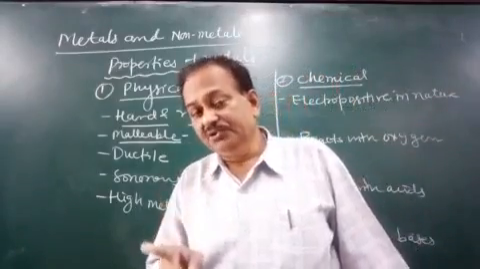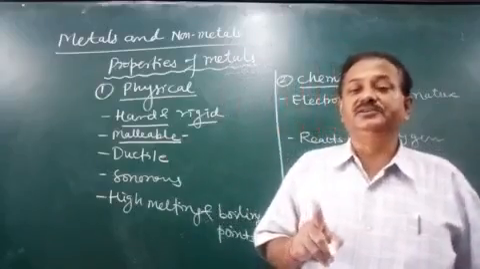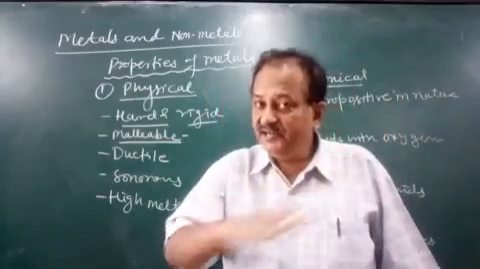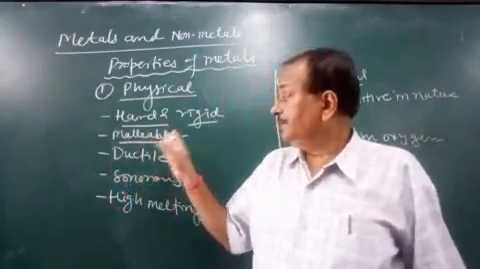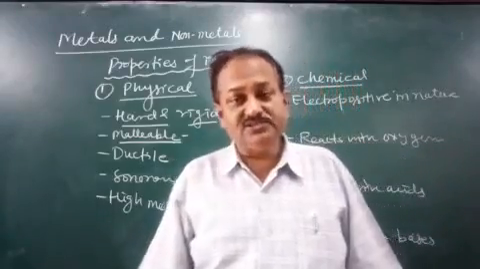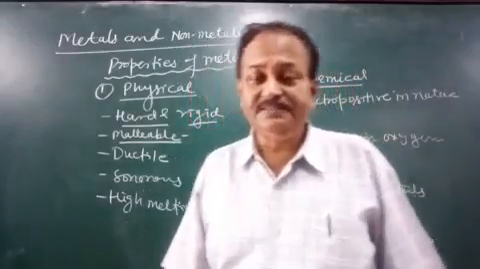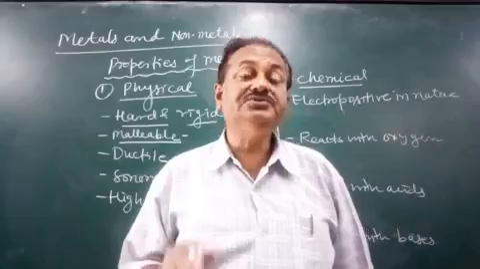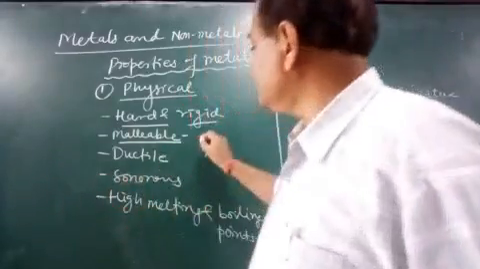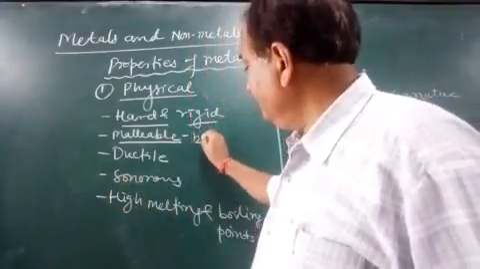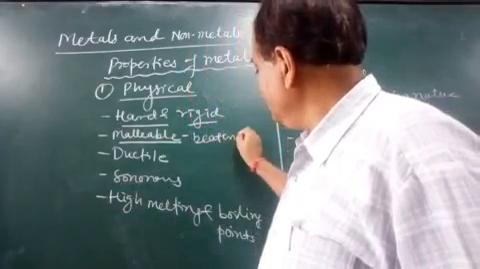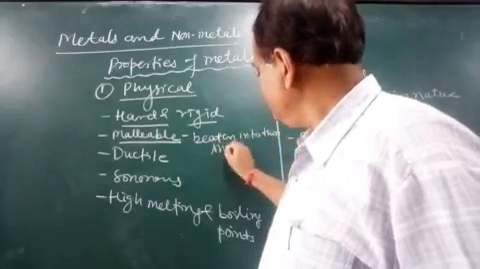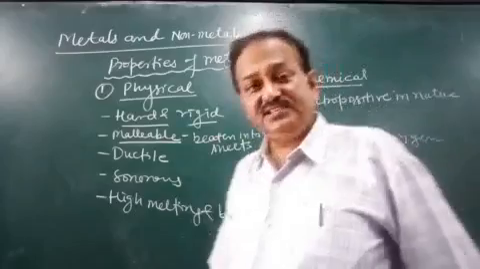Before making into utensils and ornaments, the metals are made flat. So malleability may be defined as the property of metals due to which metals can be beaten into thin sheets. Metals can be beaten into thin sheets. So this is malleability.